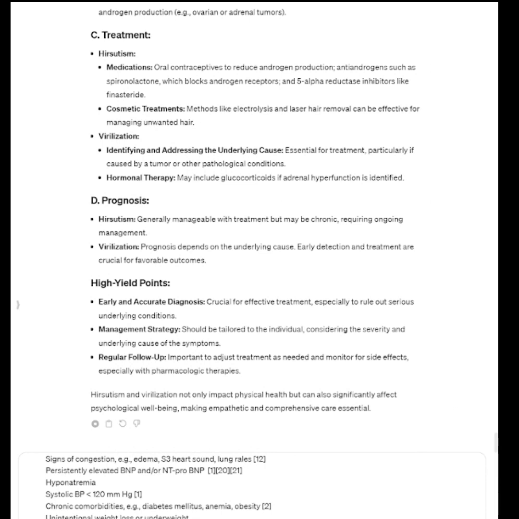Virilization. Identifying and addressing the underlying cause, essential for treatment, particularly if caused by a tumor or other pathological conditions. Hormonal therapy may include glucocorticoids if adrenal hyperfunction is identified.